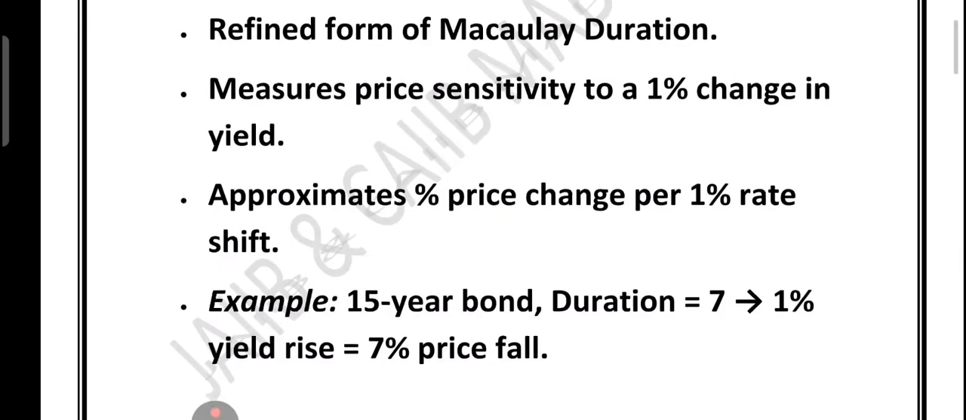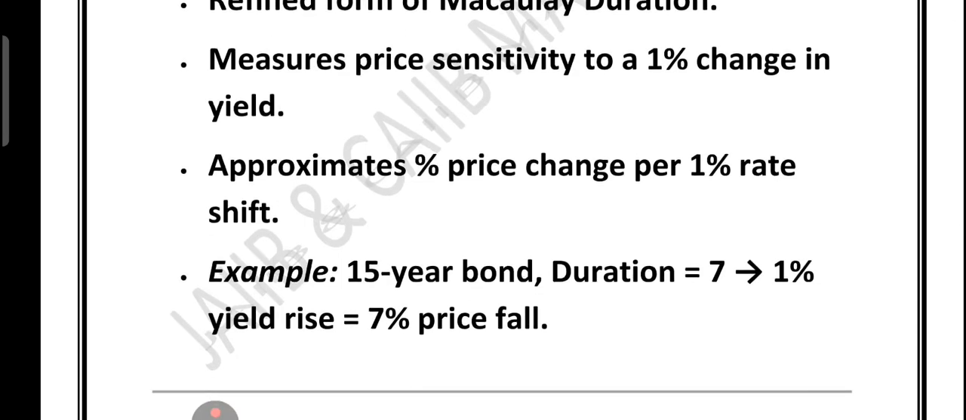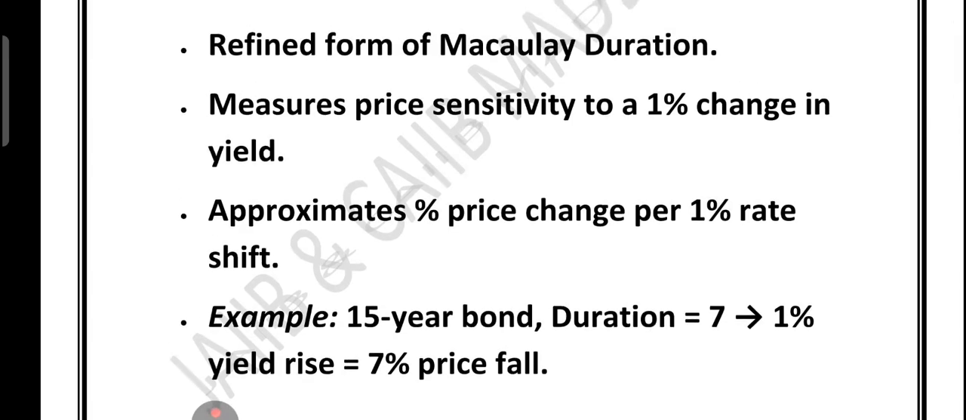For example, let's suppose we have a 15-year bond. It has a duration of 7. So it means that if the interest rate rises by 1%, the bond price will fall by about 7%. Right, that is what it indicates. So basically, modified duration simply measures that bond price and yield are inversely related. Whenever yield change is positive, bond price change is negative. So how much there is a change in the bond price whenever the yield changes, right? That is what is measured by the modified duration.